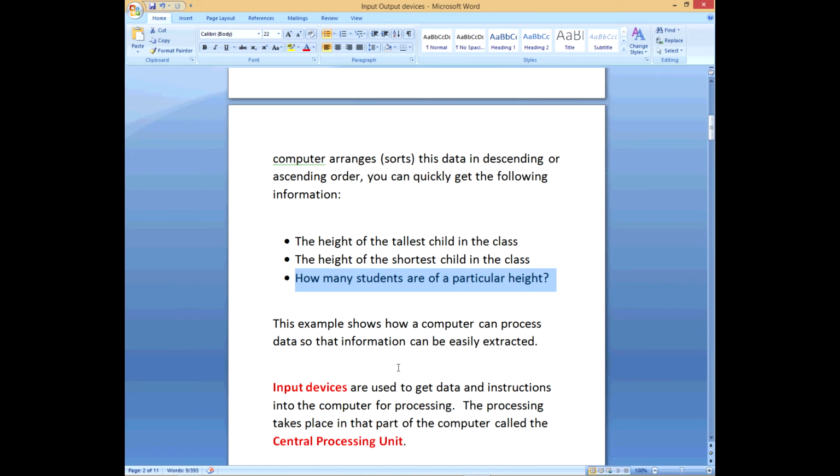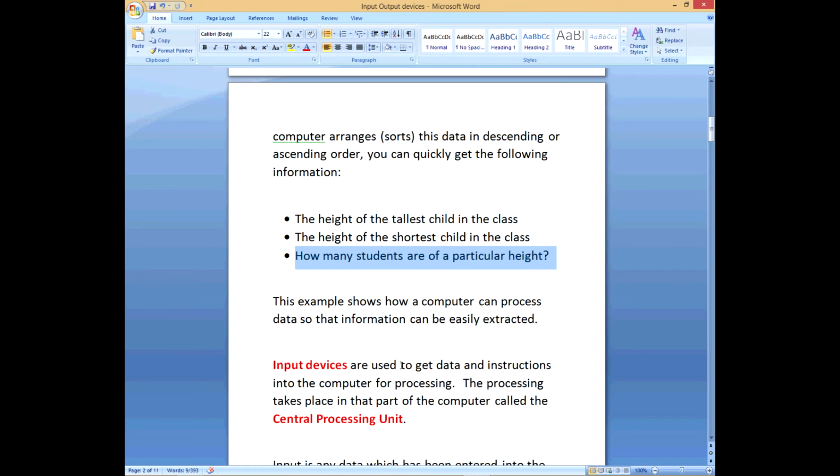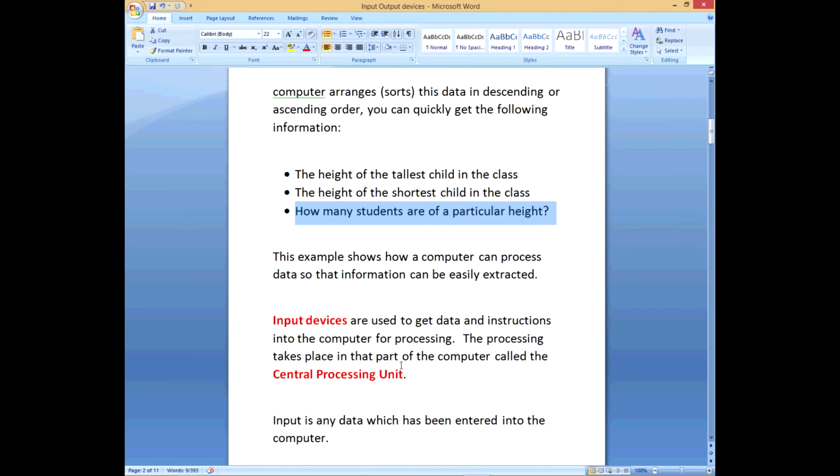So there's a benefit to processing the data. The processing helps us to do what? To put the data in a form that's more easily understood. This example shows how a computer can process data so that information can be easily extracted. I mean, that's what computers are for. They're there to make life easier, not true?